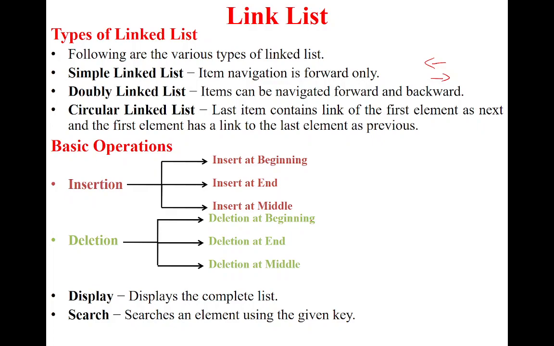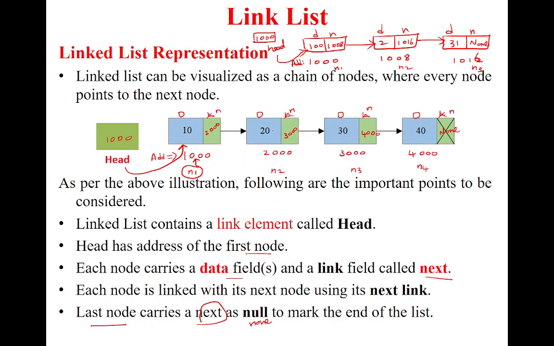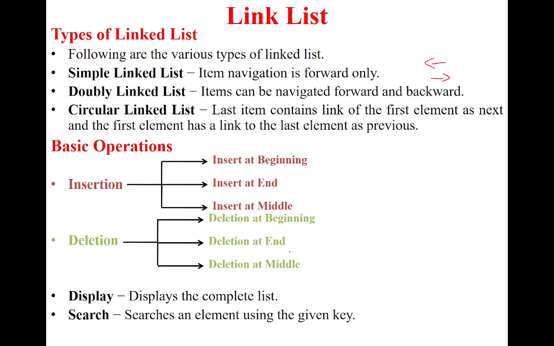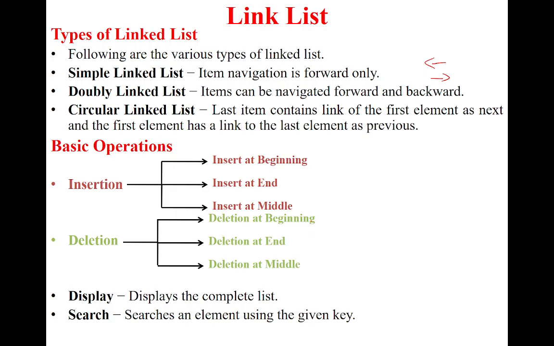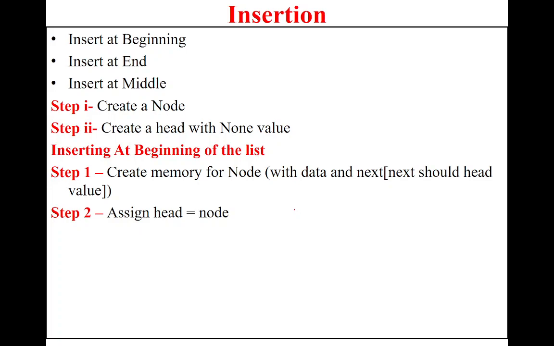Similarly, for deletion, we can delete the first node, or the last node, or any middle node. Okay, so 3 types of deletion are possible. And display, we can display the complete list, and we can even search some numbers in the linked list. Okay, so these are the operations. We are going to implement these operations. First we are going to see the insert, with the 3 options: insert at beginning, end, and middle.